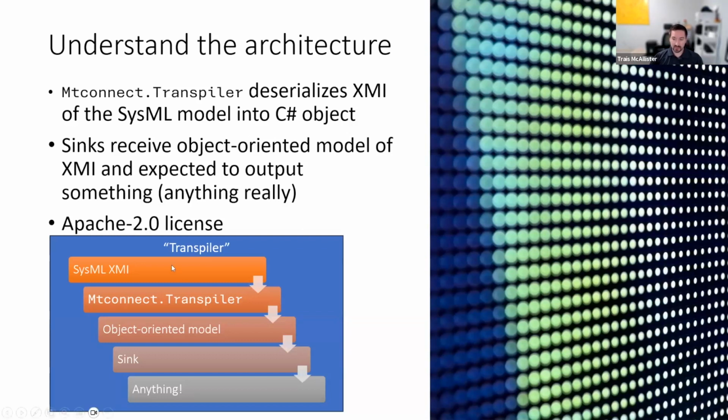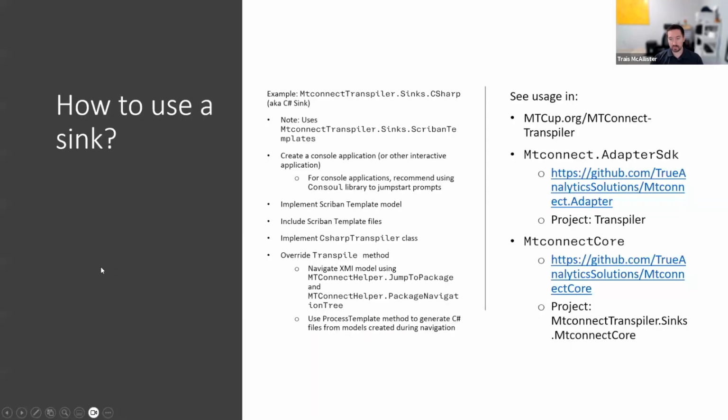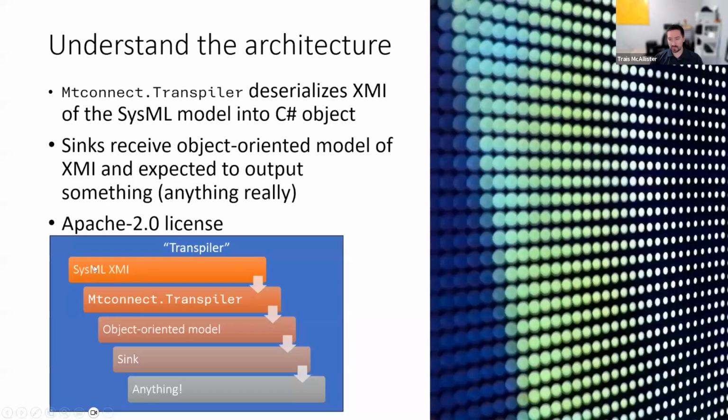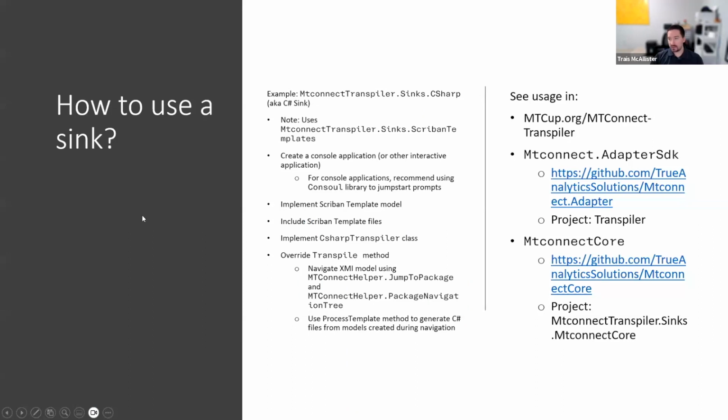This is all open source as well, but you can kind of see the various workflow of the transpiler, where the SysML XMI goes into the transpiler for deserialization, which then gets converted into an object-oriented model. And then that model gets sent to a sync, and the sync is expected to do anything it wants. So how do you use a sync?